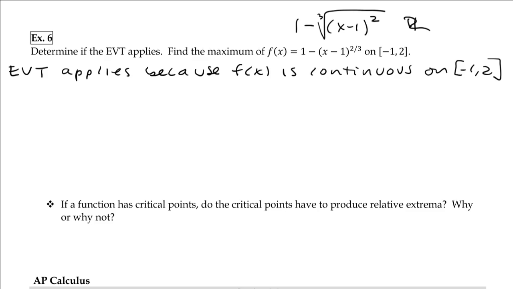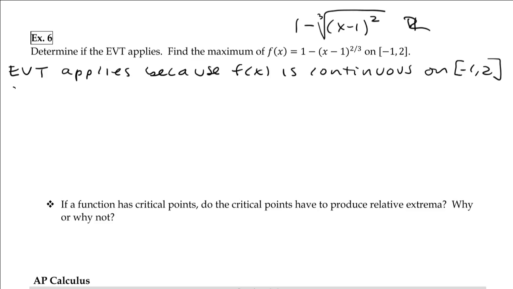What are we supposed to do to find the maximum? So backing up though, what does EVT do? EVT guarantees a max or min because we're on a closed interval. Okay, because we're continuous on a closed interval. So now, to find the max or min, we need our critical numbers, we need to test those and the endpoints, and then we'll call it a day.